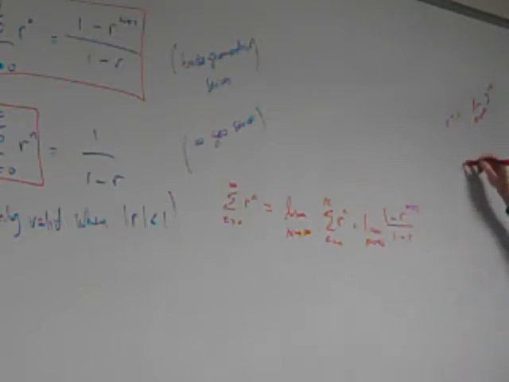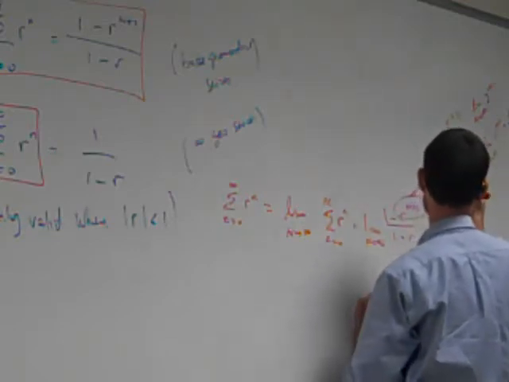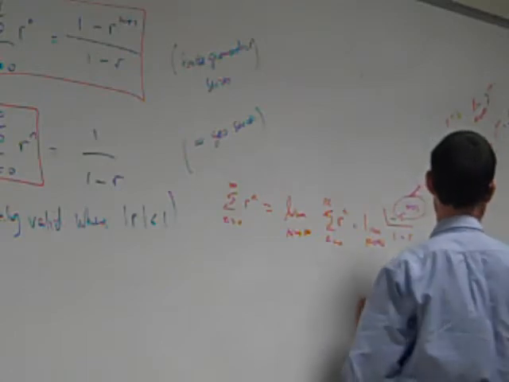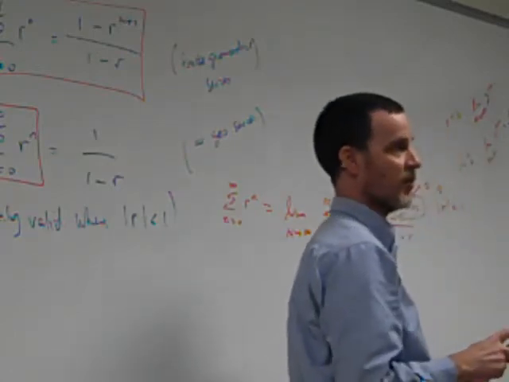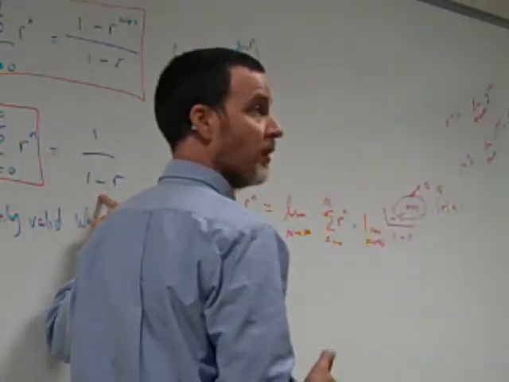If R is less than 1, say R equals a half, then the limit as n goes to infinity of R to the n plus 1 is the limit as n goes to infinity of 1/2 to the n plus 1. Well, that gets smaller and smaller and smaller as n goes to infinity. So this part goes to 0 if the absolute value is less than 1. And when it goes to 0, what do you have? You have this formula.